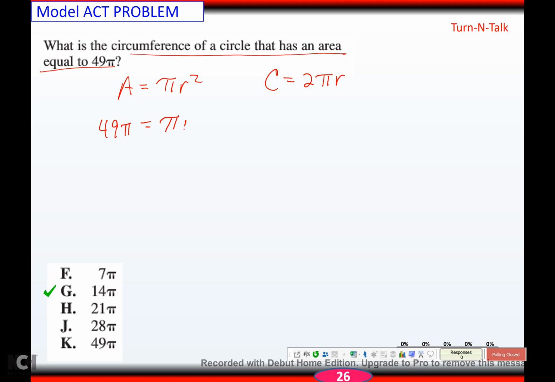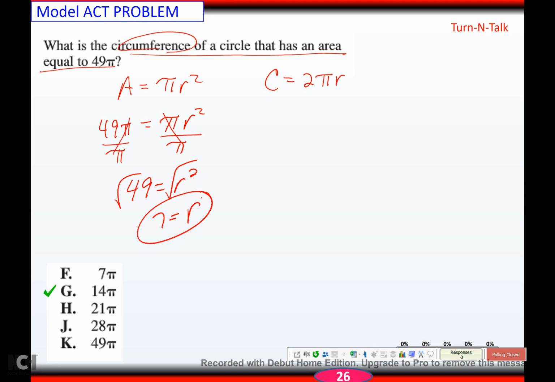So if I can plug it in here, I can get the radius, which then can find me the circumference. To get the radius alone, I'm going to divide by pi. And I get 49 equals radius squared, square root, and I get the radius is 7. So now I can figure out the circumference, because that's going to be 2 times pi times 7. In terms of pi, would just be 14 pi. Okay?